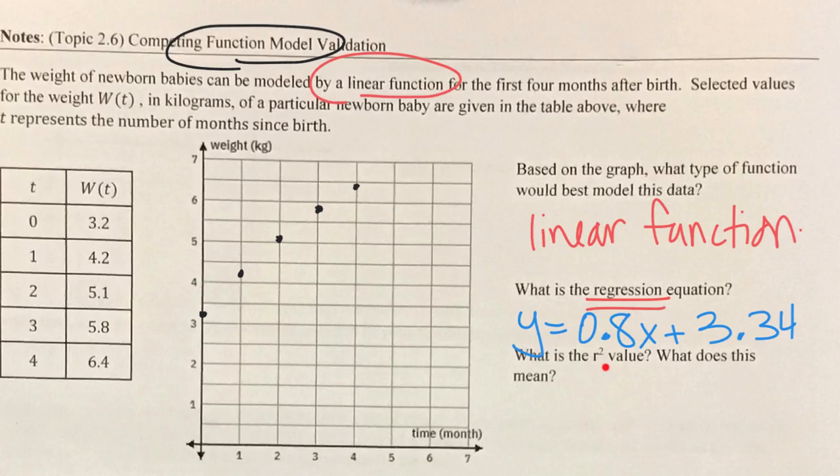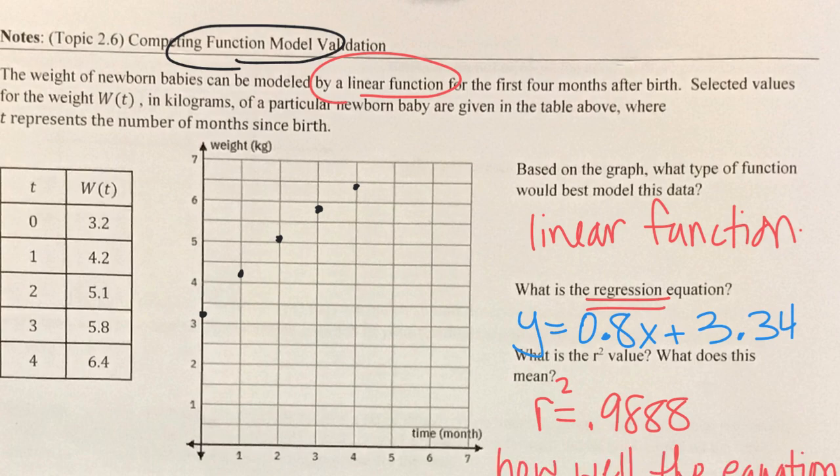Okay, so what it says, what is the r squared value, right? This is also given to you in your calculator. My calculator says 0.9888. Okay, so this is my r squared value, and that tells you how well your data fits this equation. Okay, that's what this value means. So your r squared is a statistical thing that statistics calculates for you. And that tells you how well your equation fits your data. Okay, because it's not going to be a perfect fit.